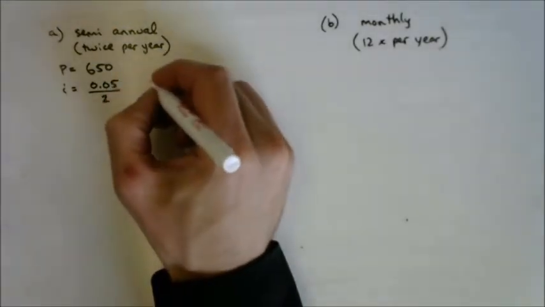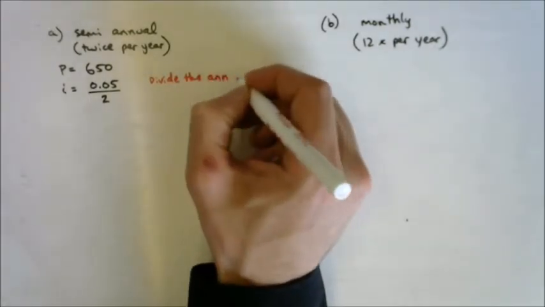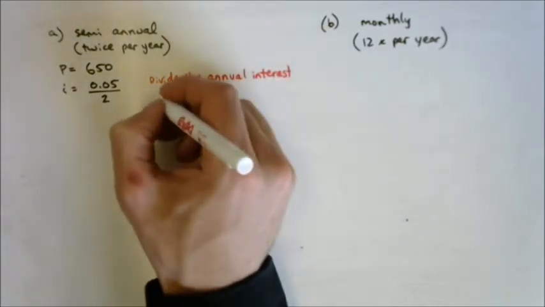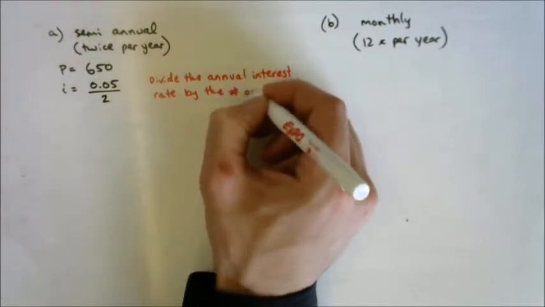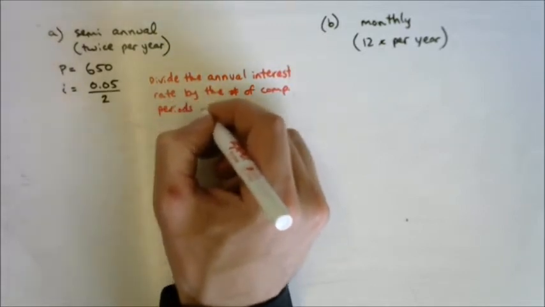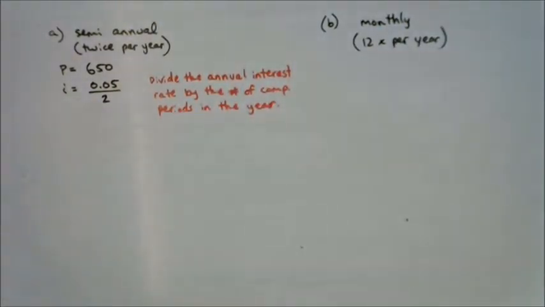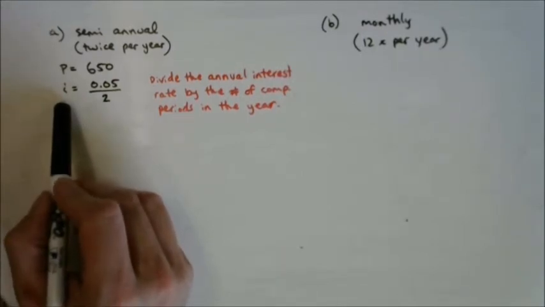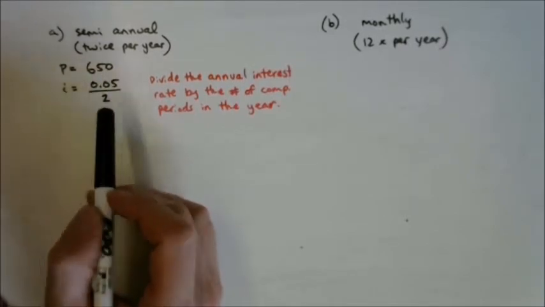So divide the annual interest rate by the number of compounding periods in the year. Is this making sense? So I is the interest rate per compounding period. We're given the interest rate per year, and there's going to be 2 compounding periods per year.